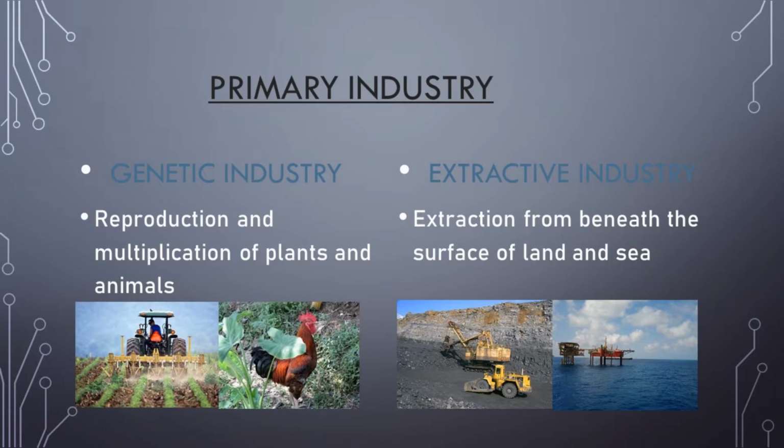Now let's see what extractive industries are. Extractive industries are engaged in the extraction of useful materials from beneath the surface of the earth and the sea. These industries provide raw materials for other industries. The materials once extracted by these industries cannot be replaced. Some examples of extractive industries are mining, fishing, afforestation, where timber or wood products are obtained from forests.